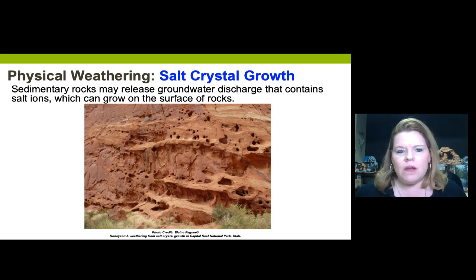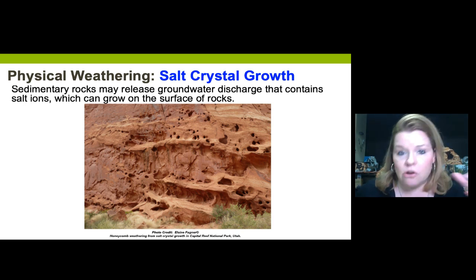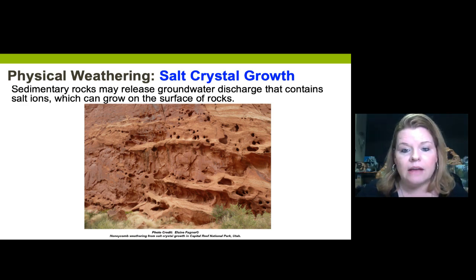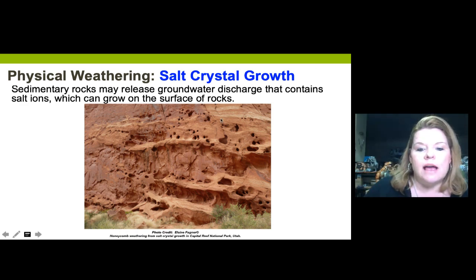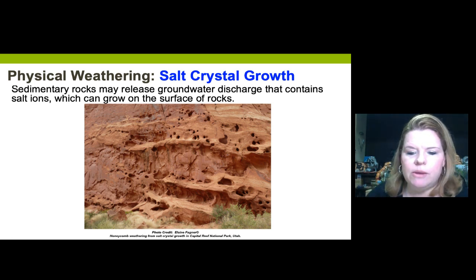All right, so another type of physical weathering is called salt growth, and you get salt crystals that grow and actually cause hollowing out of rock material. A similar type of thing can happen in a chemical weathering process.